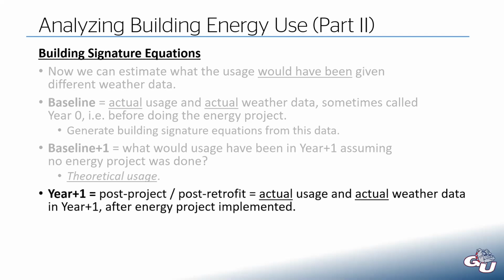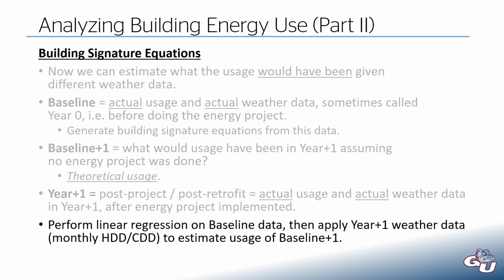And then the year plus one, which is our post project or post retrofit data, which is again actual usage and actual weather data for that following year. So the baseline and the year plus one are based on actual usage and actual weather data. The baseline plus one is that theoretical scenario had we done nothing.